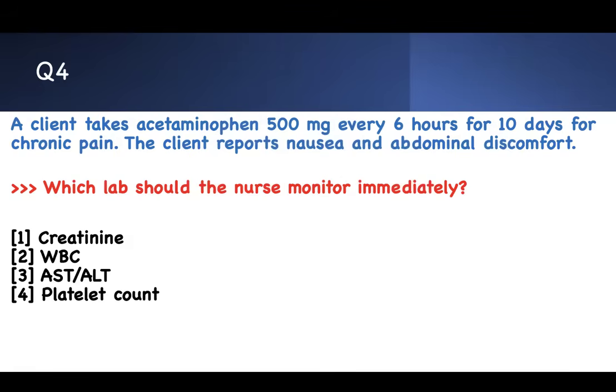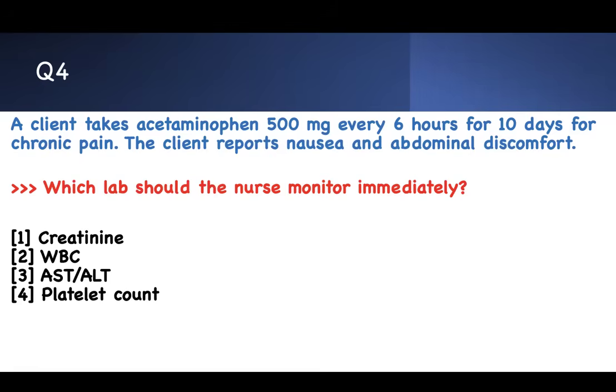Which lab should the nurse monitor immediately? The client takes acetaminophen 500 milligrams every 6 hours for 10 days for chronic pain. The client reports nausea and abdominal discomfort. That tells you that something is not right. I take acetaminophen 500 every 6 hours for 10 good days. That's a lot of medication.